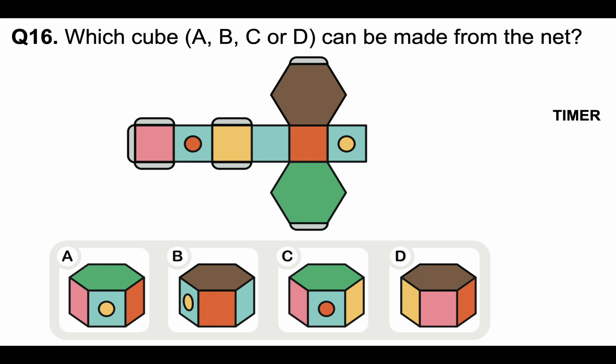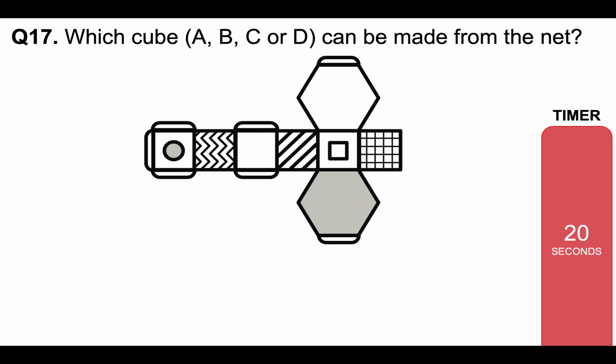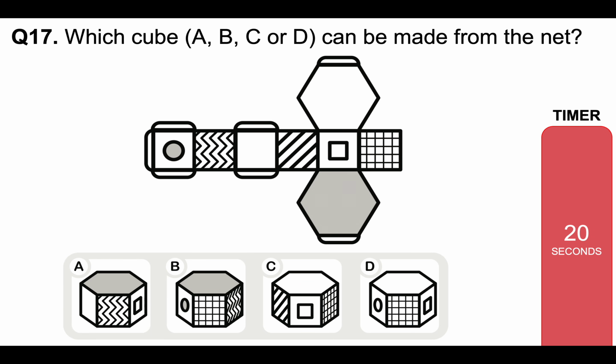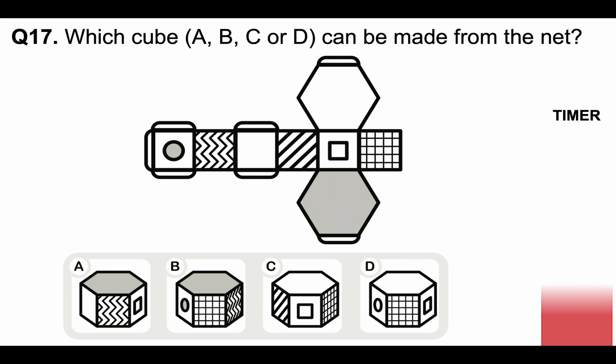Brilliant. That's a tough one. Question 17. Which cube, A, B, C or D, can be made from the net? Here's your 20-second timer. Well done, brilliant. So you can see that by practicing lots of these, it really helps to boost your scores. If you just focus on one part of the question and do it under timed conditions.